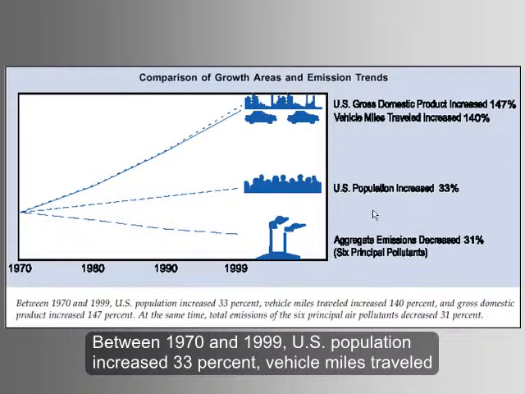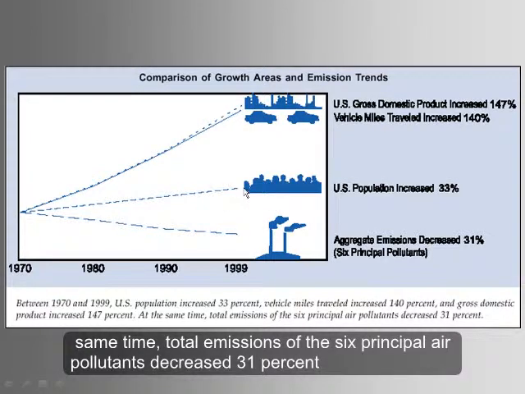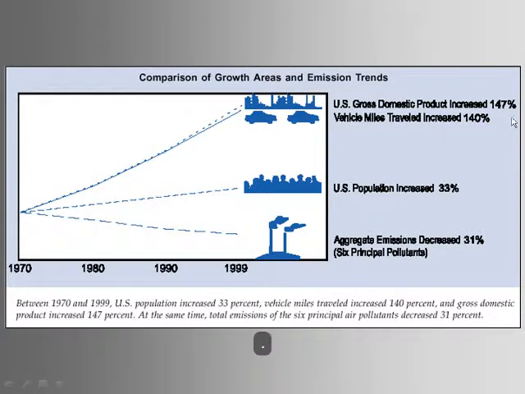Okay, so comparing the emissions, this is what I was talking about. From 1970 to 2000, we see the emissions decrease 31%, which is awesome. And we're doing that even though the population increased 33%, and the resources that we're using increased by 100 and almost 150% for both cases. So we really are working hard to keep the air pollution under control.